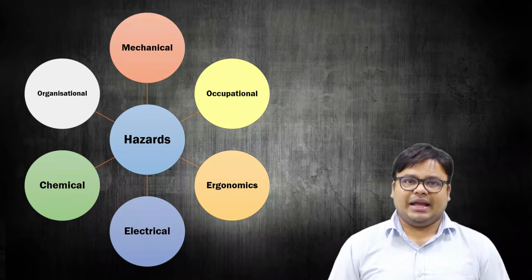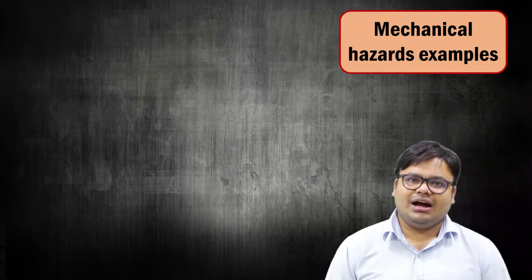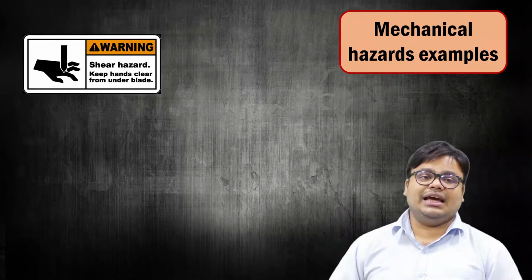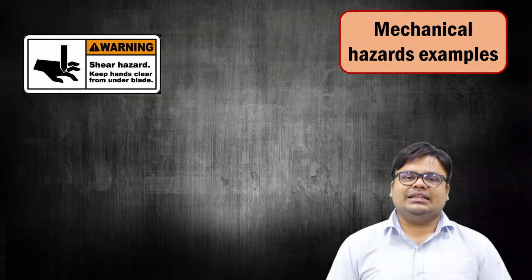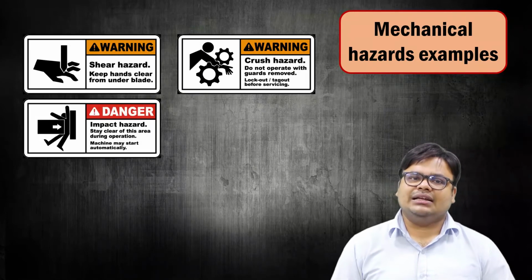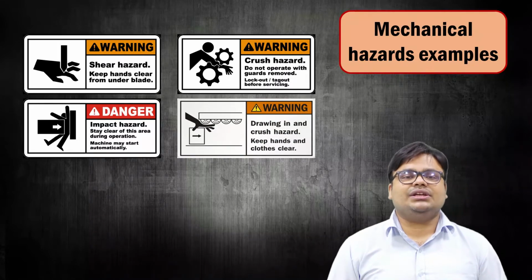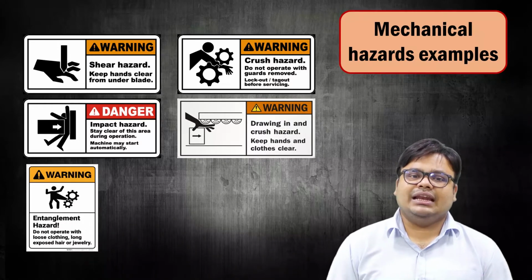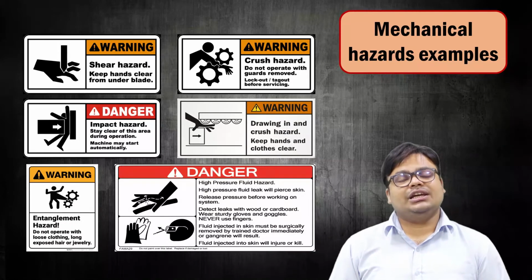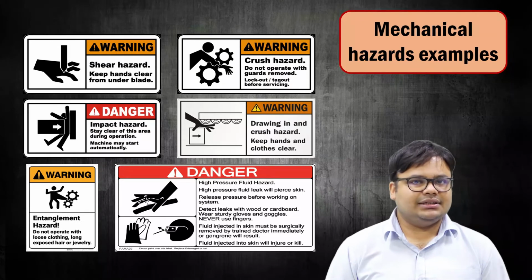Starting with the mechanical hazards. The first one, as you can see on the slide, is a shear hazard. Then next is crush hazard, then impact hazard, then drawing-in and crush hazard, then entanglement hazard, then high pressure fluid hazard. So these are some of the examples of mechanical hazards.